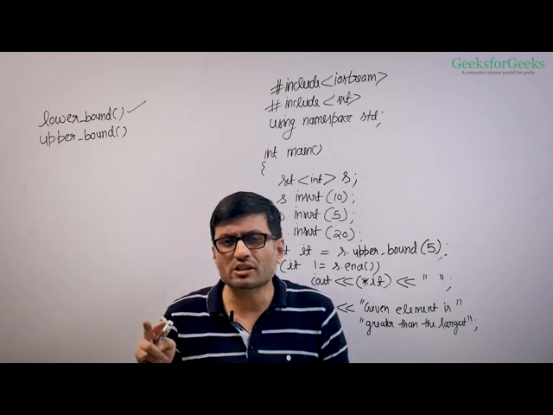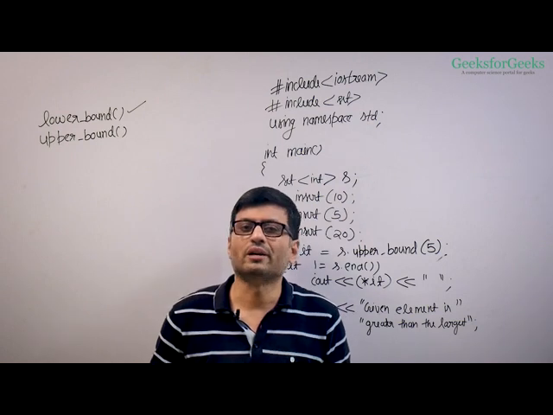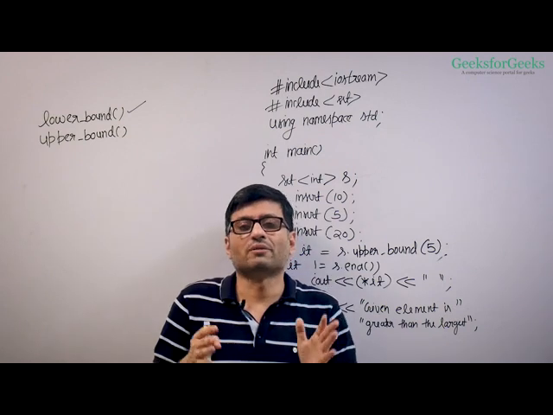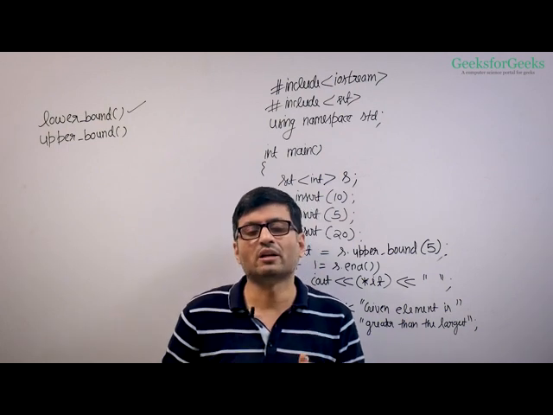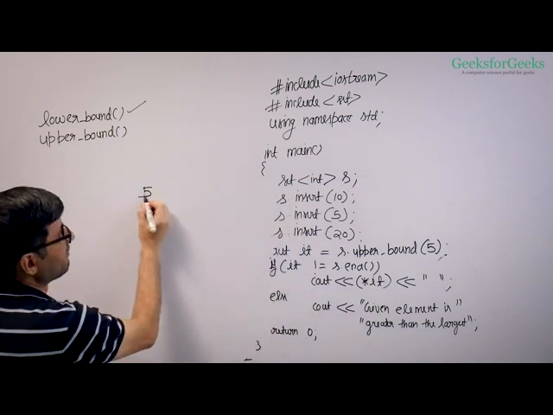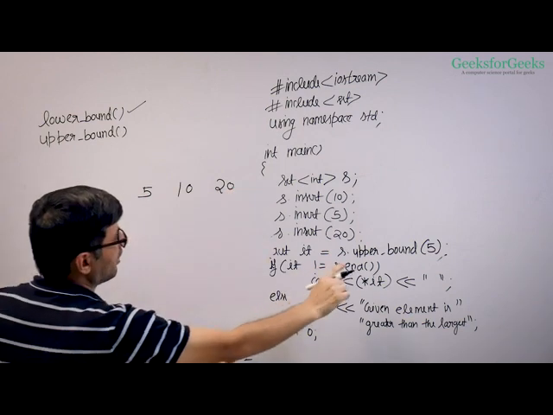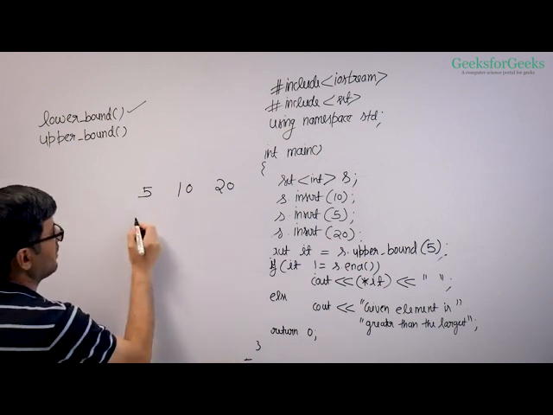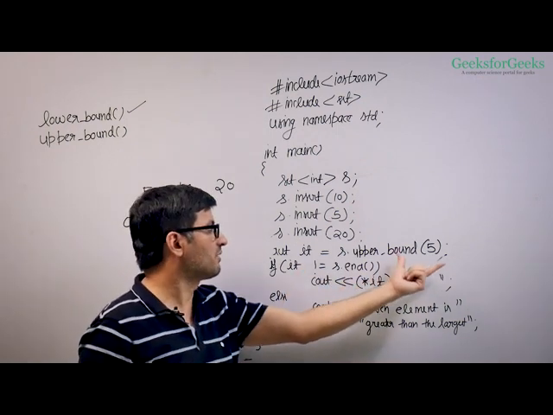So the last two things are similar to lower bound. If an element is not present, then it returns an iterator to the next greater. If the element is greater than the greatest, then it returns end. Only the first case is different. If the element is present, lower bound was returning an iterator to that element. Now it returns an iterator to the next element. So let's say we have 5, 10, 20. We call upper bound for 5. What it will do? It will print 10, right? Because 10 is the greater element than 5.